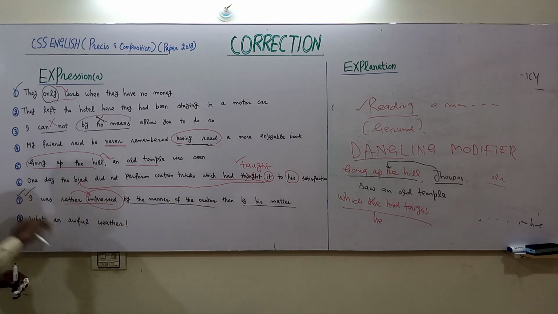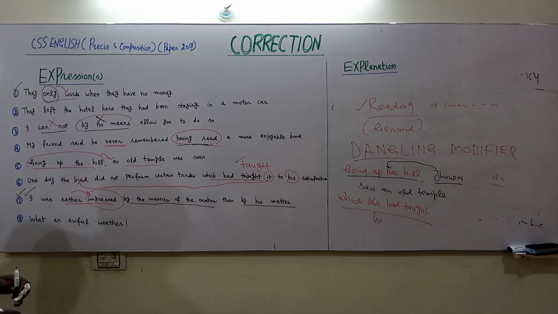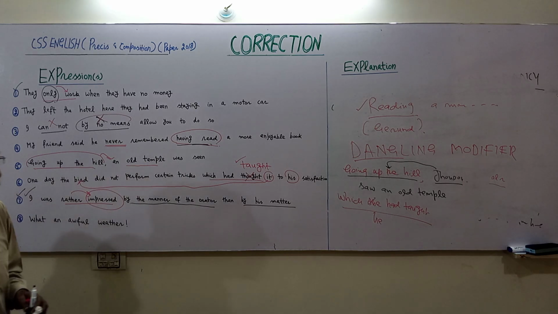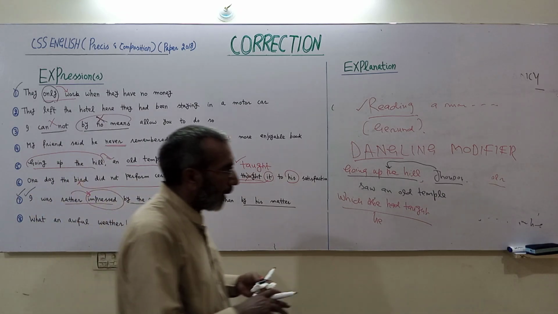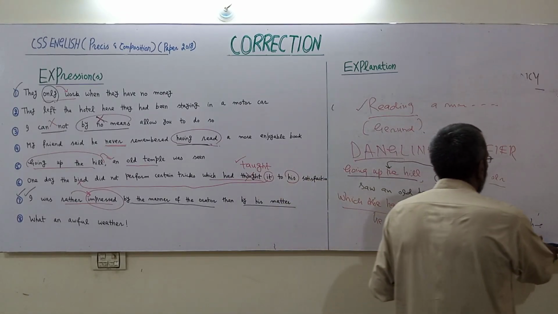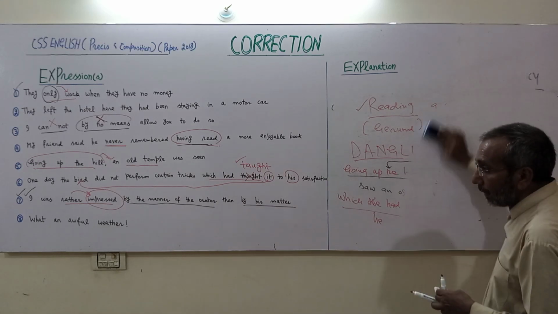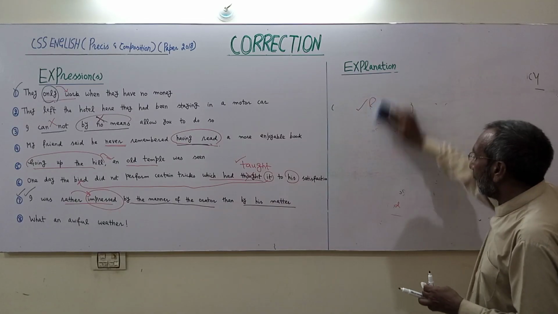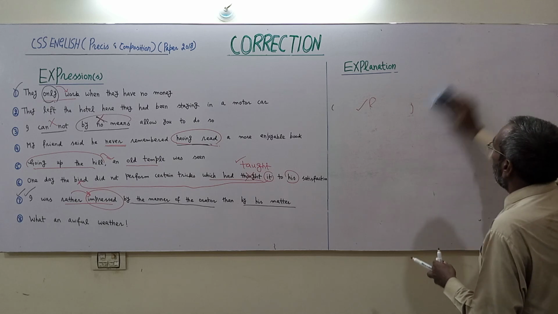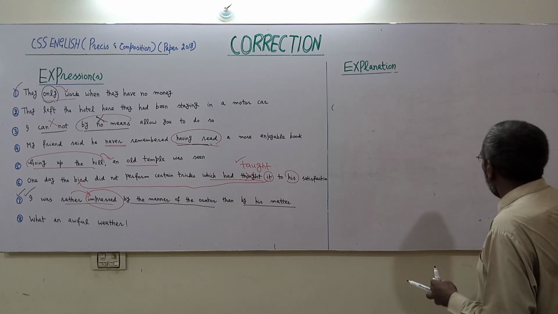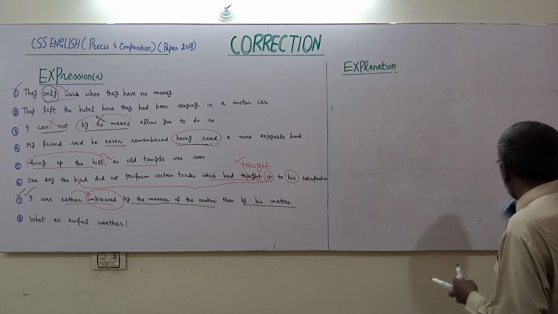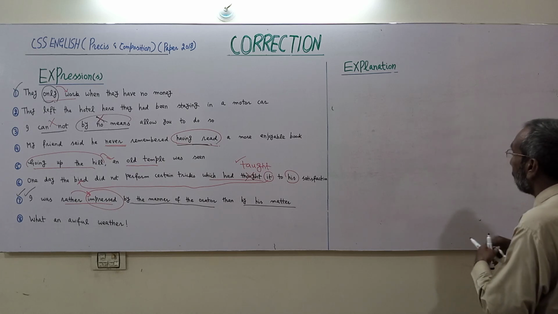And the last is, what an awful weather. What an awful weather. Yes, I think we have discussed this point too. Technically, this thing is called, yes, dictionary. Dictionary, right? In the previous lectures too, I said something like this, that dictionary stands for what?